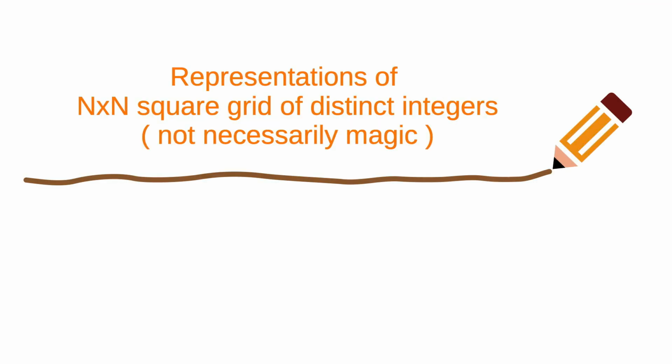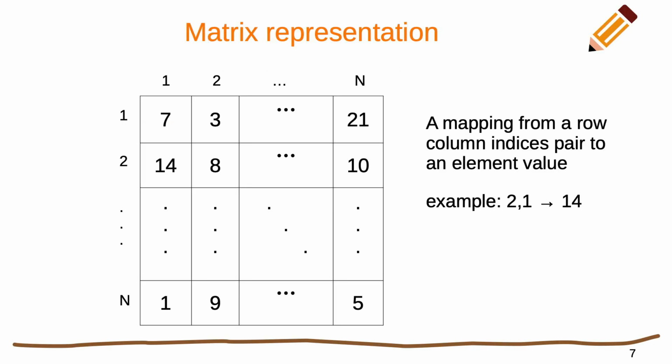Let us start by introducing some representation of a square grid of distinct numbers. At this stage of the discussion, we don't care about the magic sum constraint, and any permutation of numbers is allowed. We call this square grid of distinct numbers a distinct number square. A magic square is a distinct number square with an additional constraint. The simplest representation of a distinct number square is a two-dimensional array or a matrix, which is essentially a mapping from a pair of row-column indices to an element value.